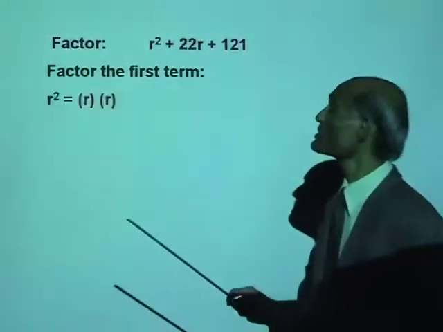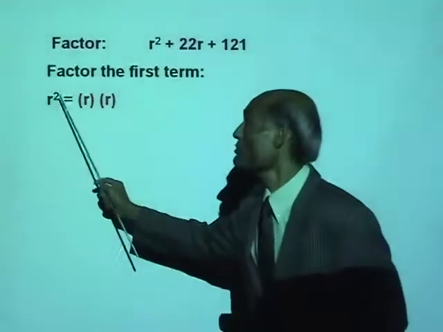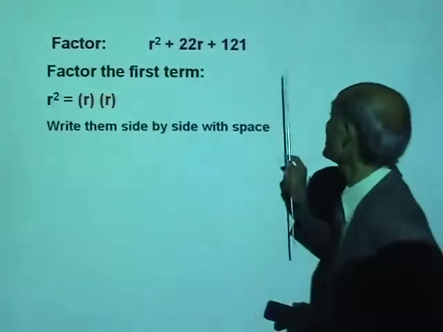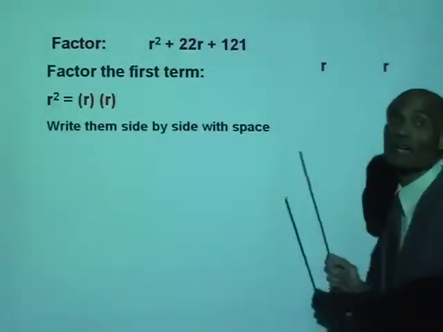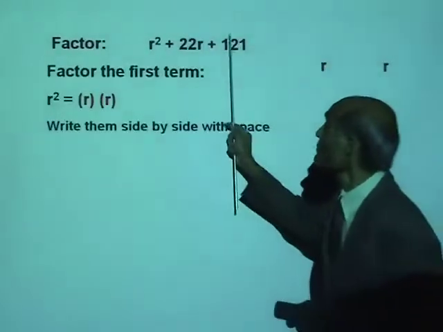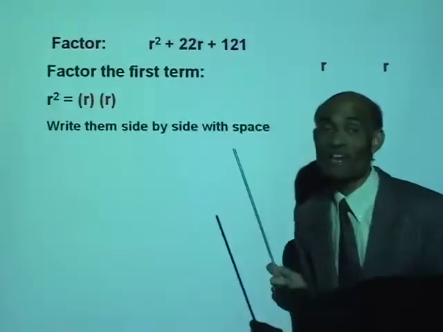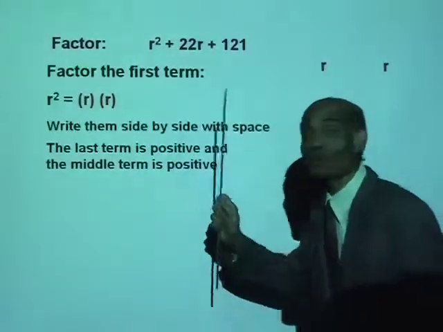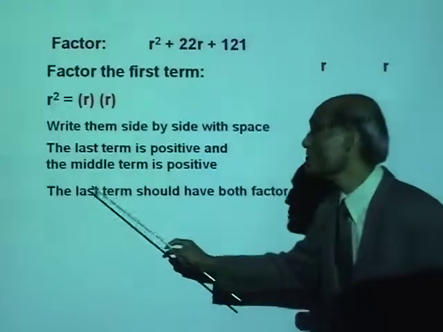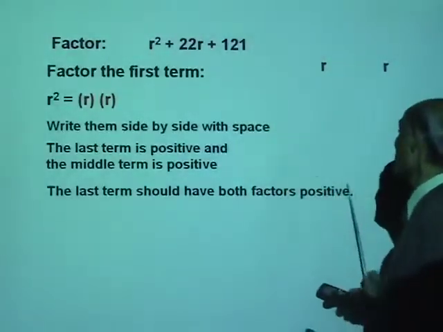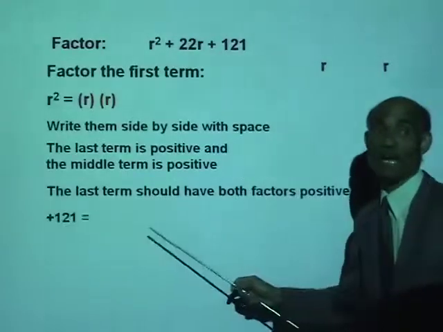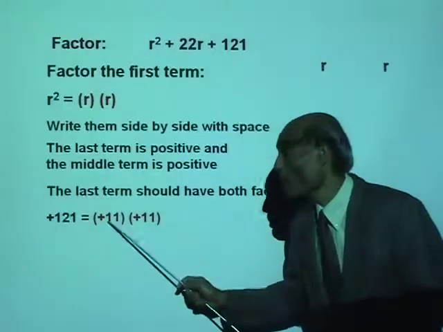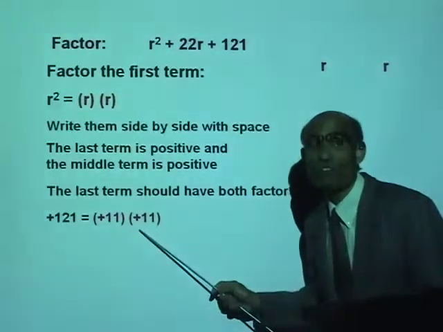Okay, factor the first term at the beginning. R squared can be factored only as r times r. Write these side by side, r and r. And now factor the last term. How do we factor that last term? The last term is positive and the middle term is also positive. That means both factors must be positive. And positive 121 is positive 11 times positive 11.